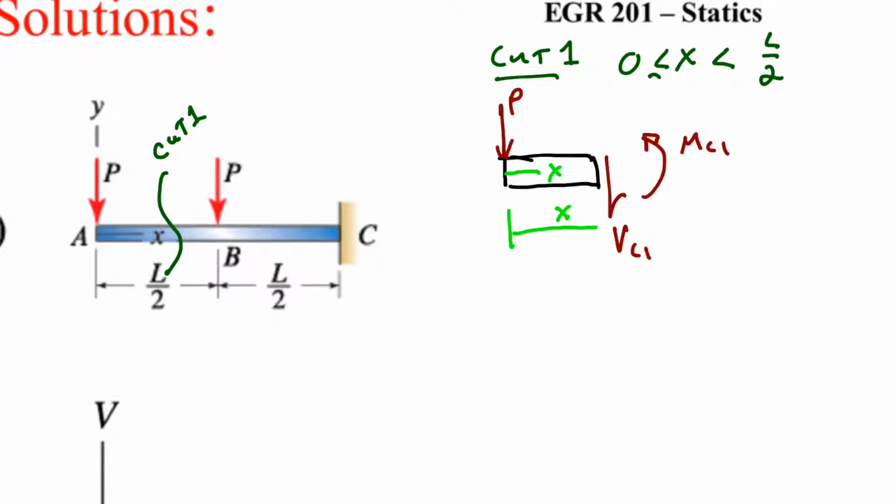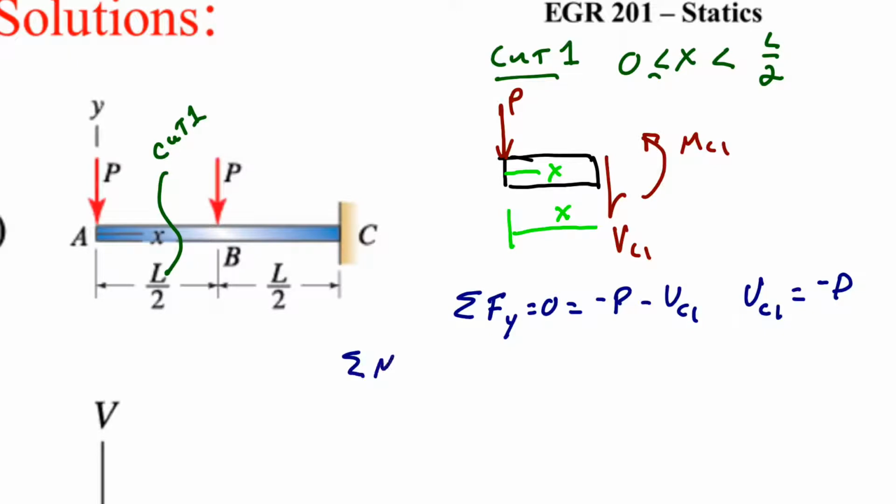Okay, now that we have the free body diagram drawn, make sure that you're very consistent in these directions for these forces and the moment. This is the standard or the convention that we will be using. So we can start doing our equations of equilibrium. We'll solve for F, summing forces in the y direction. We have A minus P minus VC1. We find that VC1 equals A minus P.